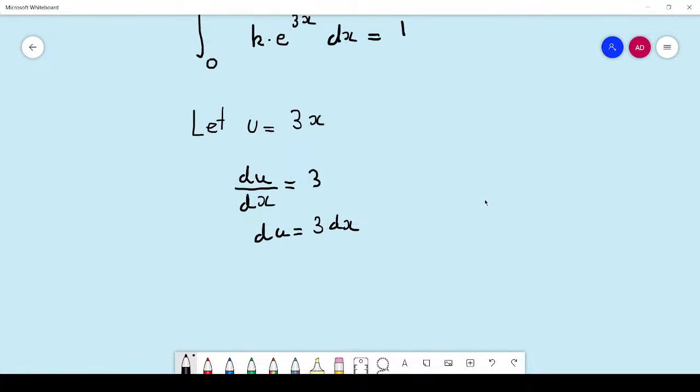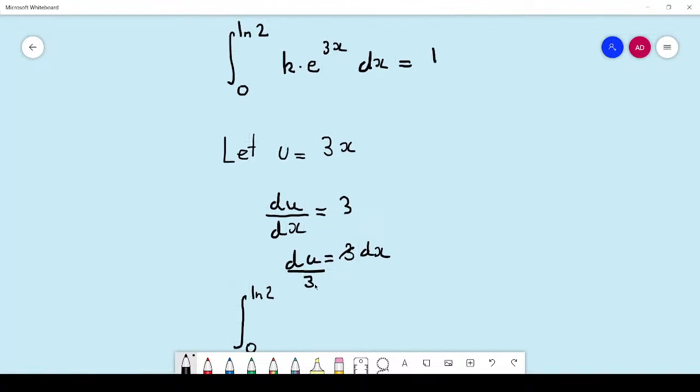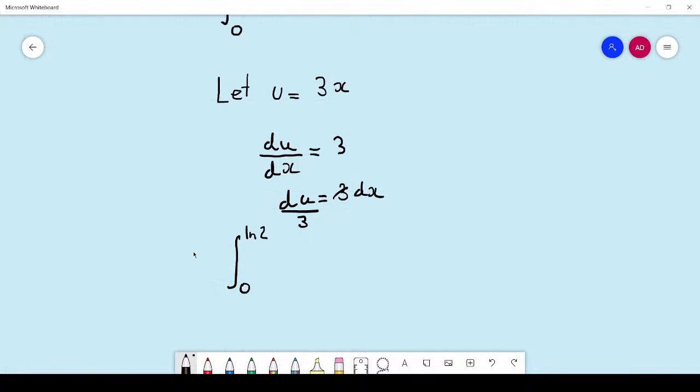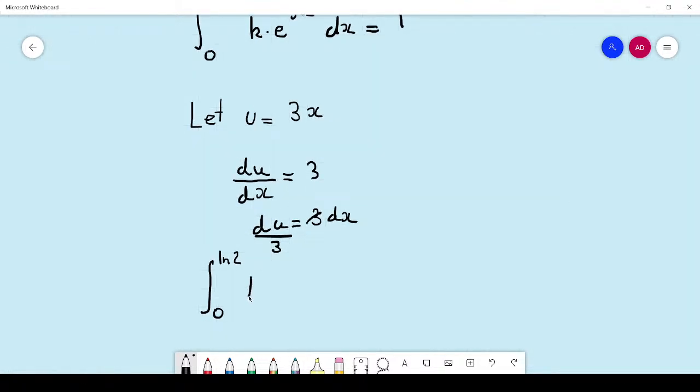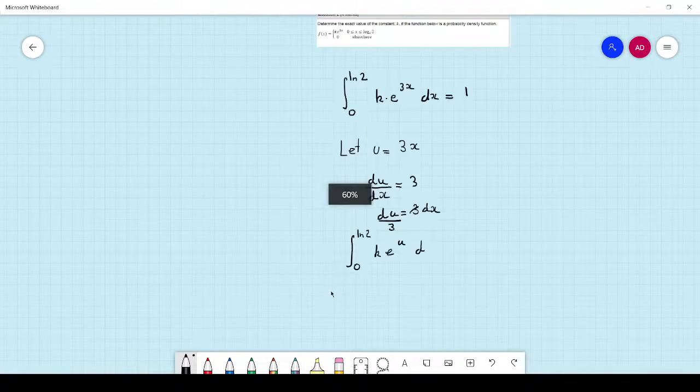So using this, we can now rewrite the initial integral. Let's bring this 3 across first. So du on 3 is equal to dx, and we'll use that du on 3 to replace the dx. So we can rewrite the integral between 0 and ln 2 as k e to the 3x, so we'll write k e to the u, and then instead of writing dx, we can write du.